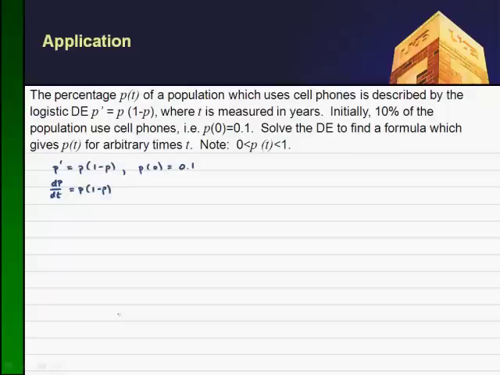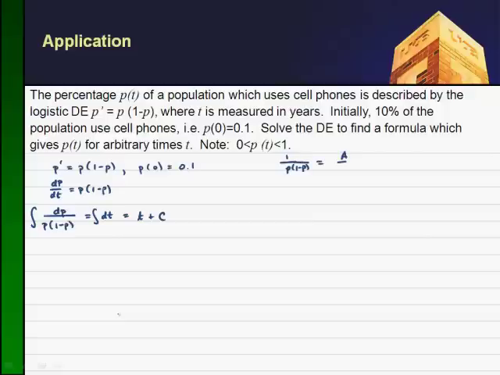And if I separate this out, I get dP over P times (1 minus P) is equal to dt. And so now we're ready to integrate. The right hand side is just simply t plus some arbitrary constant C. But on the left hand side, it seems like we're going to have to do a partial fraction decomposition. So let's figure out what 1 over P times (1 minus P) actually gives us.